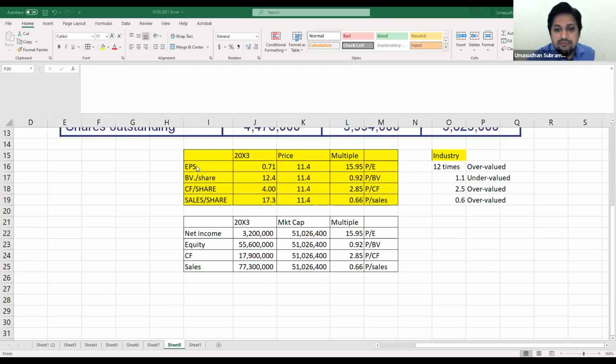You're expecting 11.4 divided by 15.95 times 12. Okay, you don't need to do any complex mathematics here. It's very easy. 0.95. And how did you get that 0.95? Again, you think the stock is going to trade at 0.95?